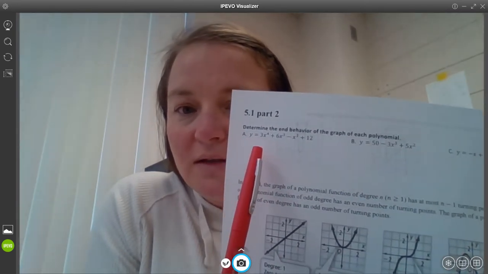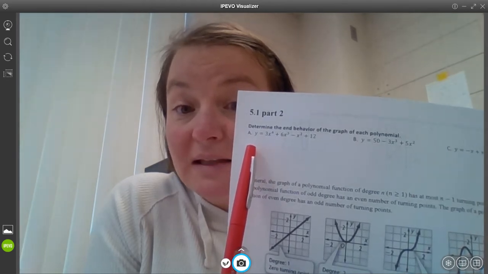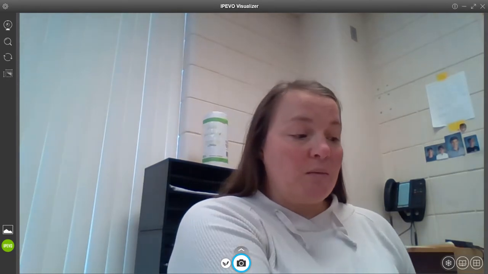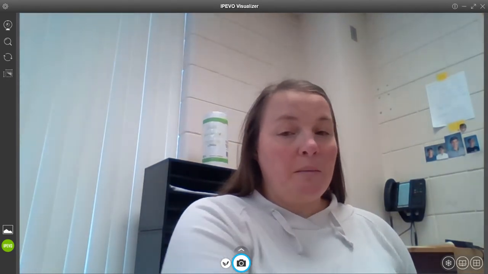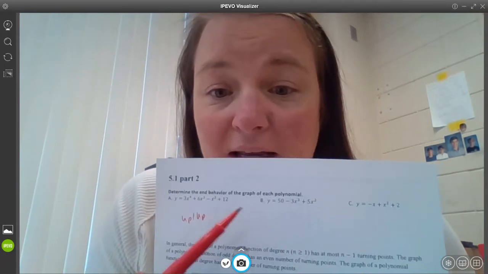So when I look at my leading coefficient, it's positive. So if it's even, same direction pointing up, positive means it stays the same. So that would be up. My end behavior would be up, up, like this always.